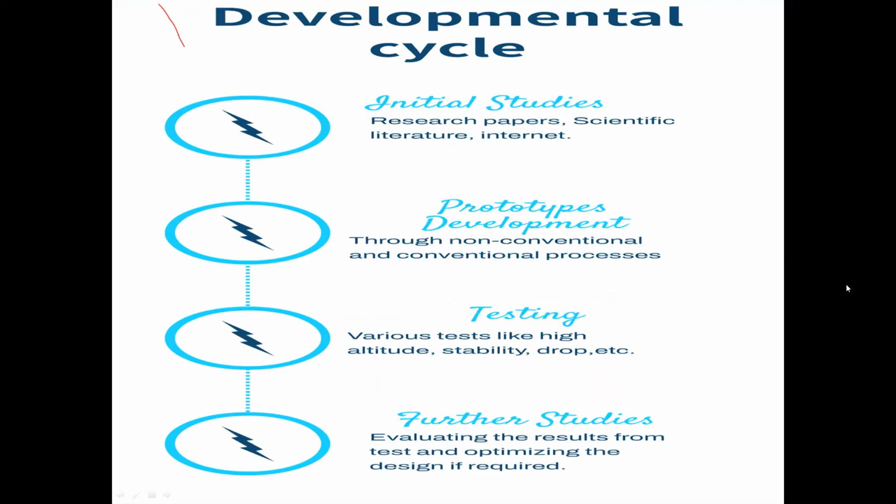Then we would like to go for prototype development through non-conventional and conventional processes. This also involves the CAD modeling and the simulation for the manufacturing, which could give us a rough idea of the manufacturing processes which could be involved. And the third process is testing.